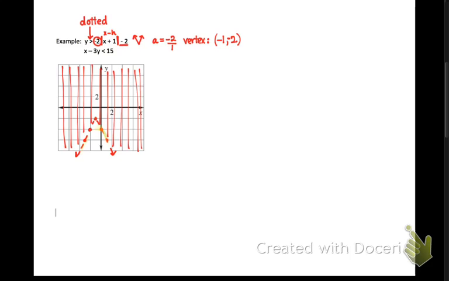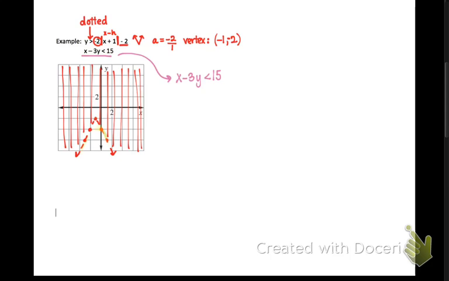That's going to be, let me switch colors. That's going to be this second equation. We know that one's going to be a line because it's an x to the first power and there's no absolute value bars there. So what we have right now is x minus 3y is less than 15.